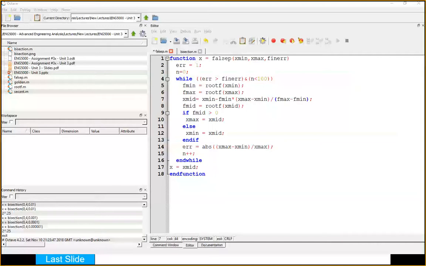So you realize the difference between the bisection and false position is simply where we determine the new limit to be. Alright, so I'm going to run both of them now for the same case to see how quickly they converge. Alright, so let's save that. Let's go to the command window.